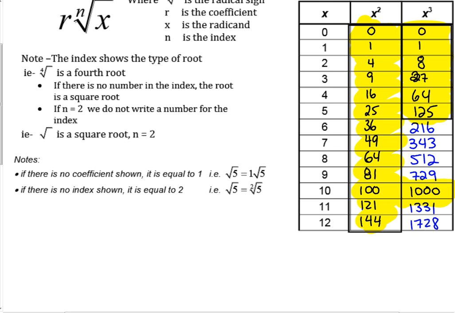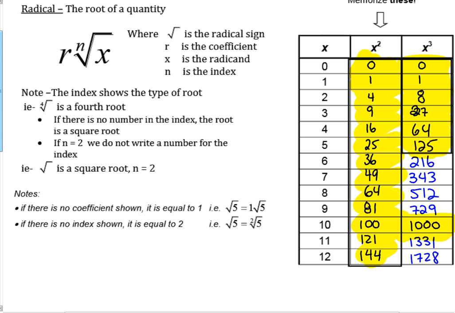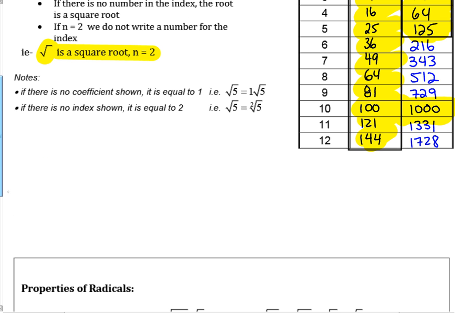The stuff on the front is just review. You should know this little number is called the index, right? If we don't have a number there, it's going to be an index of 2, a square root. So if you don't see a little number, the index is 2. We don't really write the 2 for a square root. It's kind of a waste of time. If there's no coefficient, it's a 1. Some basic stuff like that.